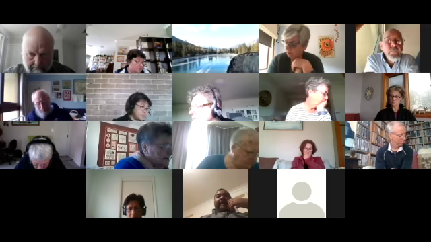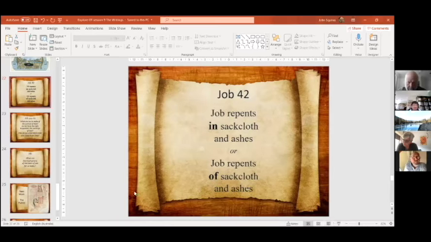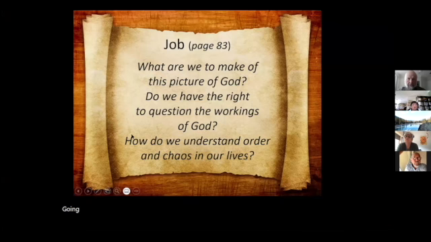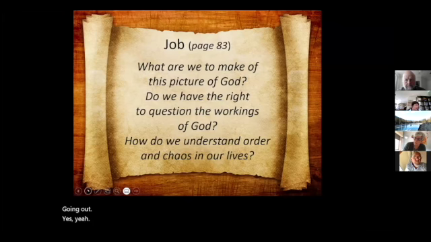We had some questions on the bottom of page 83. We've got a little bit of time left, and so I might put you into groups again just to briefly talk about this. So John's got it up there, Job 42, about Job repenting of sackcloth and ashes, not in them. There it is. And that's a really important point. And then we have our next slide with these questions on it.